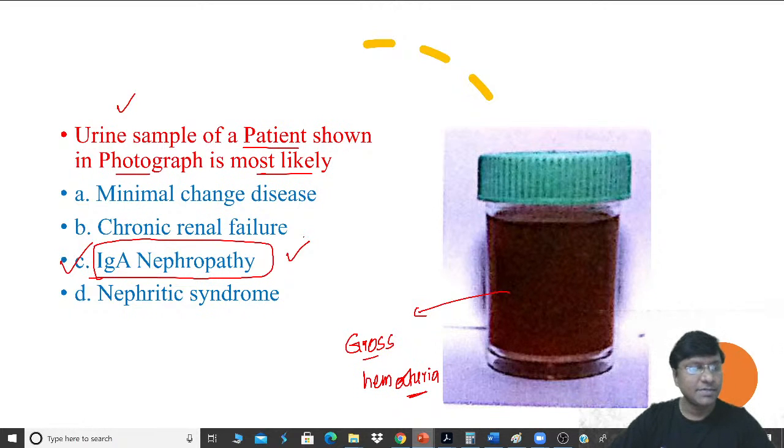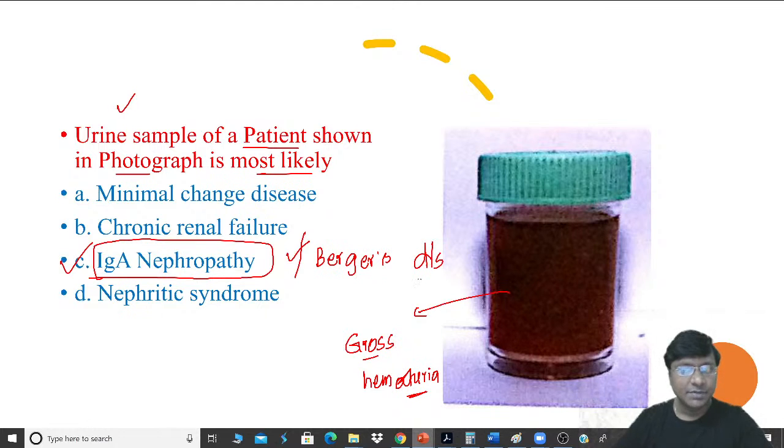This is a very common mistake made by most students. Seeing the hematuria, they directly jump onto nephritic syndrome. So if you have any other option causing gross hematuria, go with that, because IgA nephropathy is the condition which will cause gross hematuria, which is nothing but Berger's disease. Very good, Deepan. So this is also called Berger's disease.